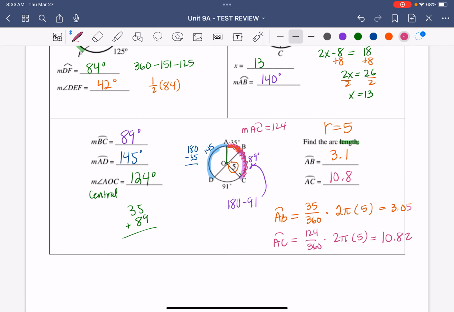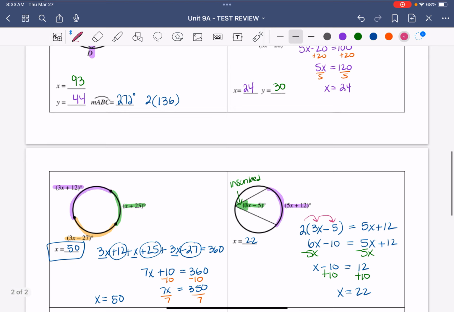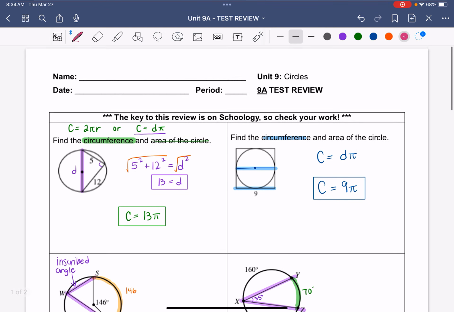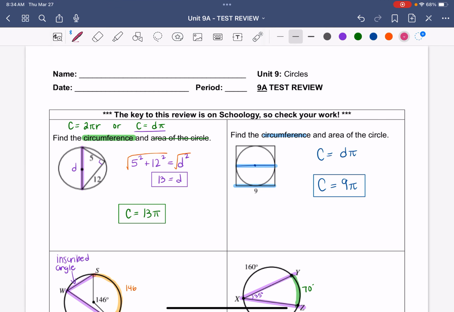Okay, and that is the whole review, guys. Make sure that you have everything filled in your review, because when you take the test tomorrow, you're allowed to use all of your notes, but especially this review, and it'll help you a lot.